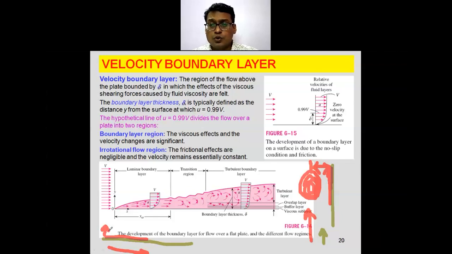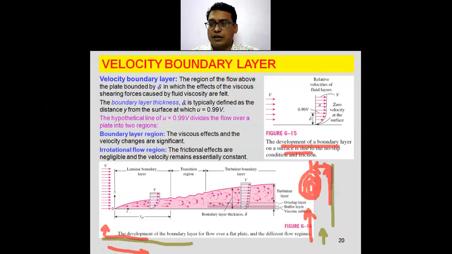So to understand this boundary layer thickness, it is arbitrary and imaginary, and we are going to study this boundary layer. Now look at this basic figure. This is the development of the boundary layer on the surface.